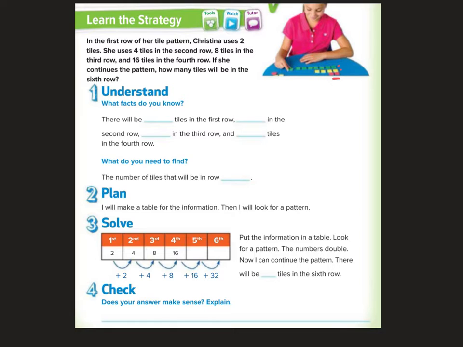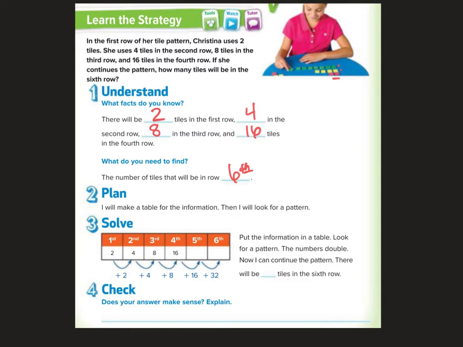So first step that we always should do when reading a word problem is say, what facts do we know? Okay, so there will be blank tiles in the first row. We know there's 2. Then it jumps to 4. Then it jumps to 8. Then it jumps to 16. Now, I kind of already talked about what the pattern was here, but we'll forget about that because we don't know it, right? So what we need to find is the number of tiles that will be in the 6th row.